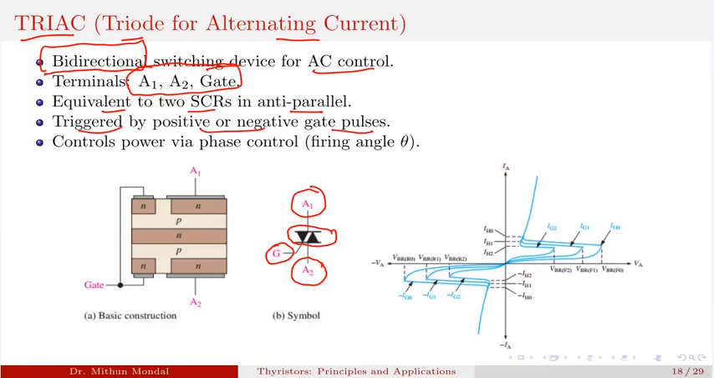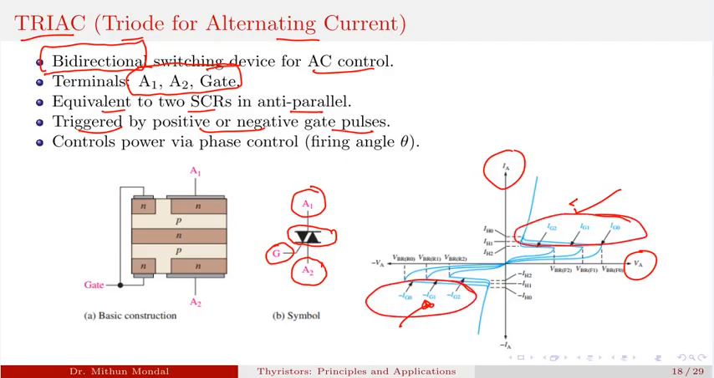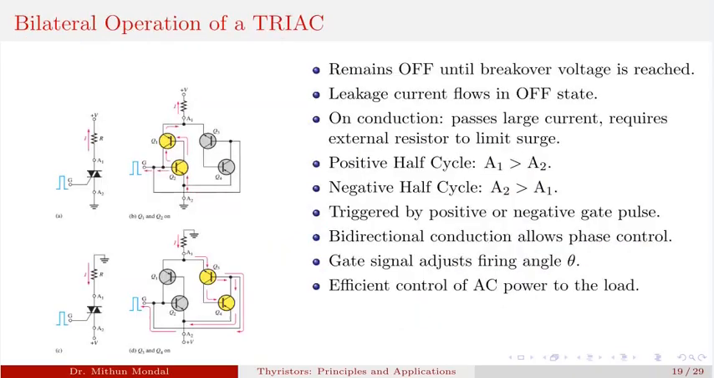So you can see in the characteristic of the anode current and anode voltage, in both the forward and the reverse way the current will be flowing, controlled by the gate signal. So this gate current, in the forward and the reverse, will control the direction of the current, and you will have controlled power by a phase control, which is the firing angle theta. So the terminals A1 and A2 and the gate together lead to the Triac operation, which is bidirectional operation of the thyristors.